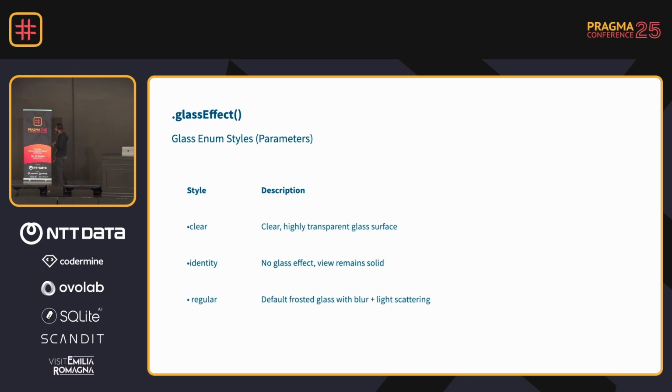common variant which we use across components. The regular version is the most commonly used. It gives you a more frosted glass look with the blur and the light scattering effect. And it also has interactive options as well. If you want to build a custom component, you can use this glass variant with interactivity.